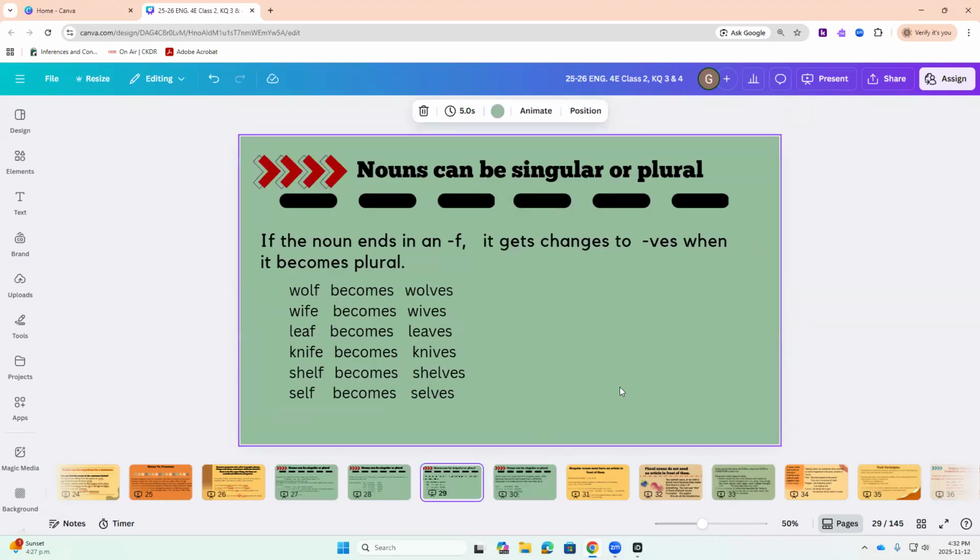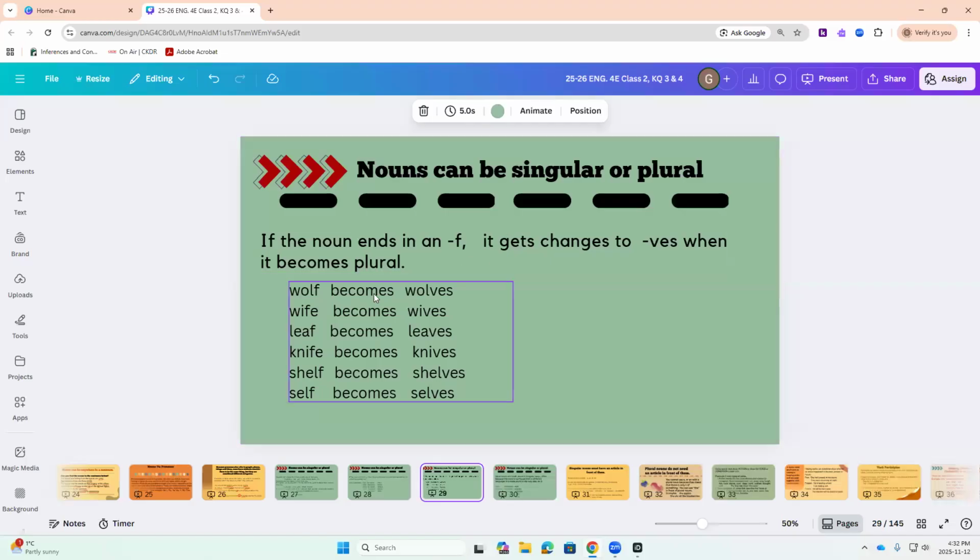All right. If a noun ends in an F, we change it to VES when it becomes plural. This is kind of one of those weird things from English. I think we actually borrow this from either Norse or Germanic or something. That's why it's kind of weird. It's not part of our main language. Wolf becomes wolves. Wife becomes wives. Leaf becomes leaves. Knife becomes knives. Shelf becomes shelves. Self becomes selves. There's not a whole lot of words in English, but when you see the F at the end, you can't just add an S. For some reason, we changed the F to a V.